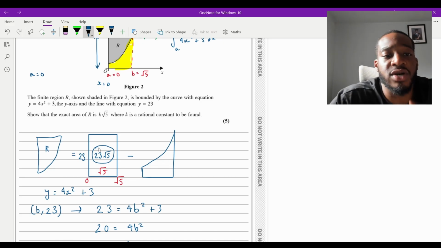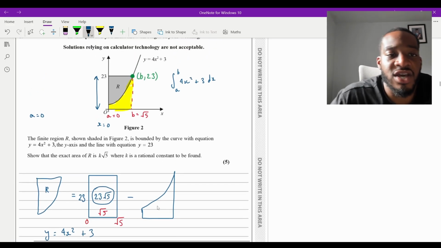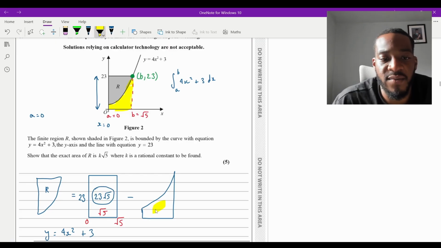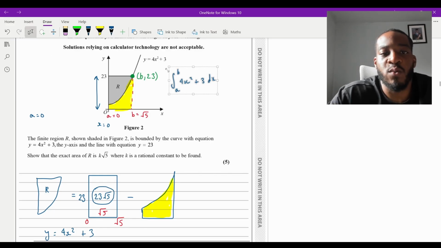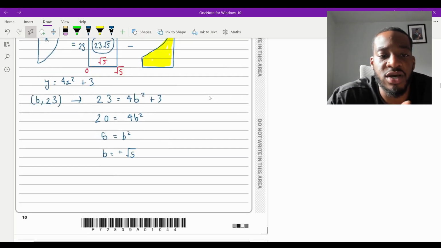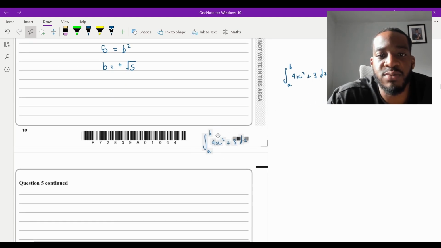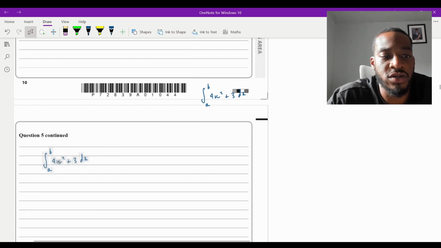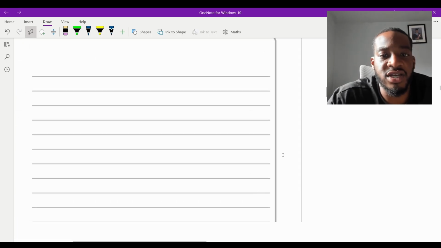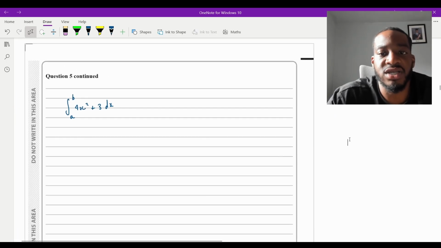Now, this is also helpful because it will allow us to calculate the area of the yellow region here. Because remember, we said at the very beginning that this is just a definite integral, right? Integrating our function. So all we're going to do now is copy this. We now know our lower and upper limits, a and b, 0 and root 5. And since we know our limits now, we can just easily work this out.